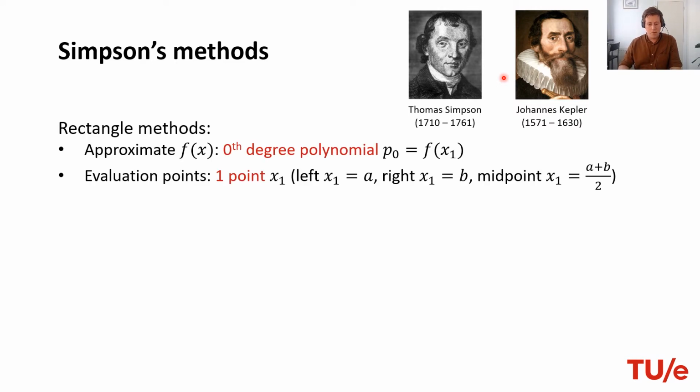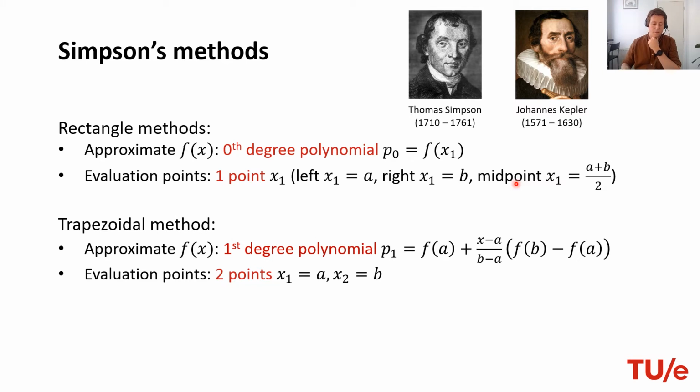Now, what are Simpson's methods? Well, we've started this discussion on numerical integration with rectangle methods. And in rectangle methods, we approximate f on the interval AB using a 0th degree polynomial with one corresponding evaluation point, whether that is the left-hand side for the left rectangle rule, the right-hand side of the interval for the right rectangle rule, or the middle for the midpoint rule. We saw the trapezoidal method where we use a first degree polynomial, so a line between two evaluation points, so the endpoints of the interval.